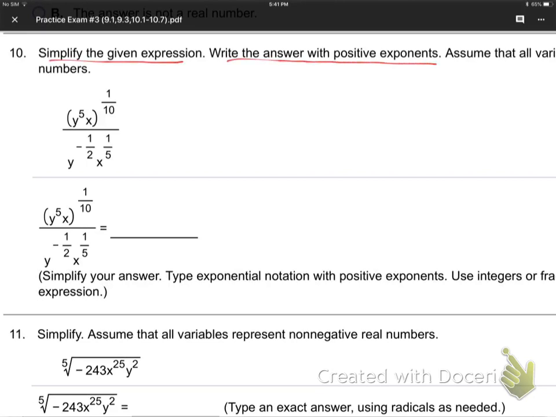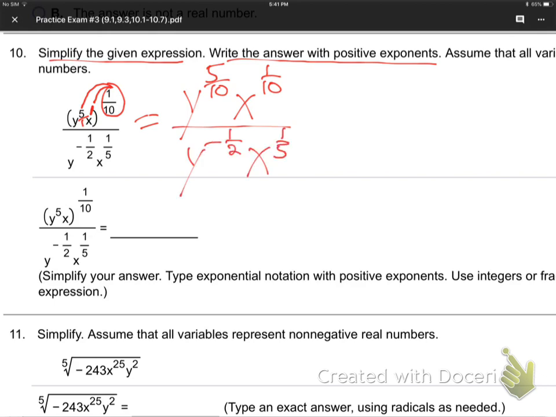Okay, number 10. Simplify the expression, write with positive exponents, powers. Okay, what's the rule here? First off, powers outside parentheses multiply, and then there's an invisible 1 there, multiply powers inside parentheses. Powers outside parentheses multiply powers inside. So we get y. Now that 5 is really 5 over 1, isn't it? So it's going to go 5/10, x to the 1/10. The bottom stays the same for now. Okay, that good so far?